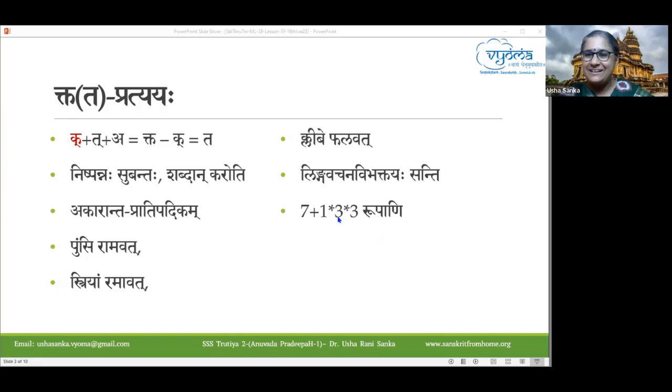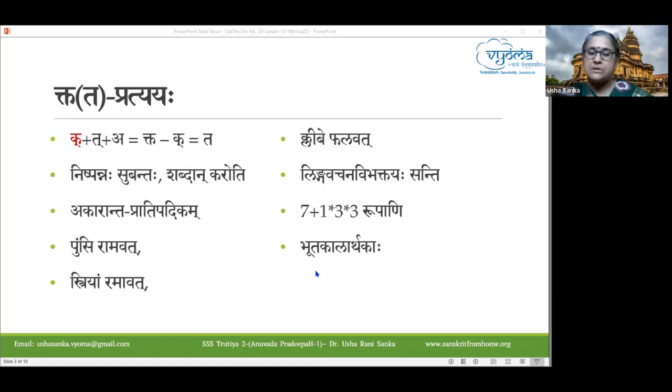That is, how many? You can tell. So 24 plus 24 plus 24. Okay, so many forms are there. Then, actually there is a Sambodhana for this. We cannot say there is no Sambodhana. There is a Sambodhana also. That's why 7 plus 1, into 3 lingas, into 3 vachanas. So basically, it's a Bhutakala Kriya.